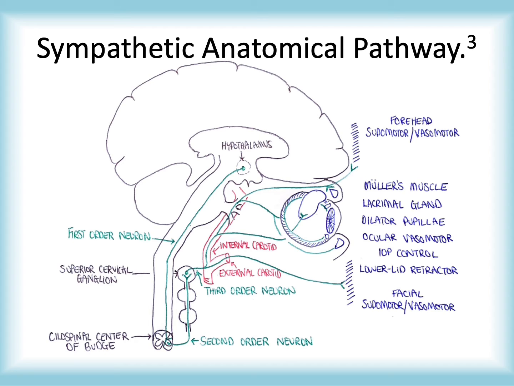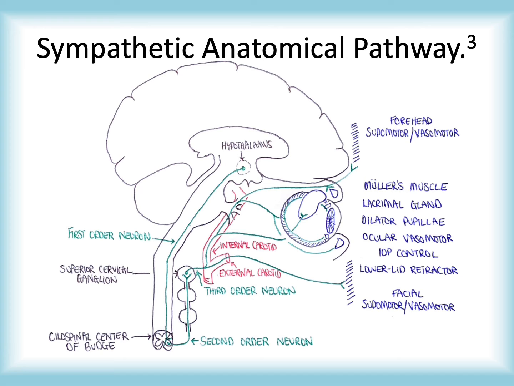The first order central neuron originates in the hypothalamus, descending through the brainstem to the ciliospinal centre of Budge at level C8 to T2. The second order preganglionic neuron passes out of the ventral root of the spinal cord, proceeding up the sympathetic chain over the apex of the lung, up into the neck, terminating at the superior cervical ganglion at level C2-3. The third order postganglionic axon forms a plexus around the internal carotid artery with various targets detailed on the right of the diagram, and I will discuss these today.